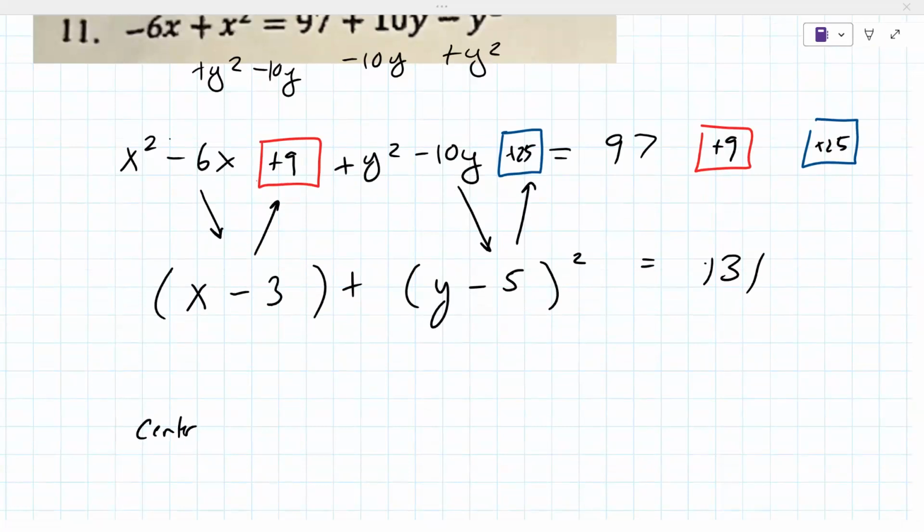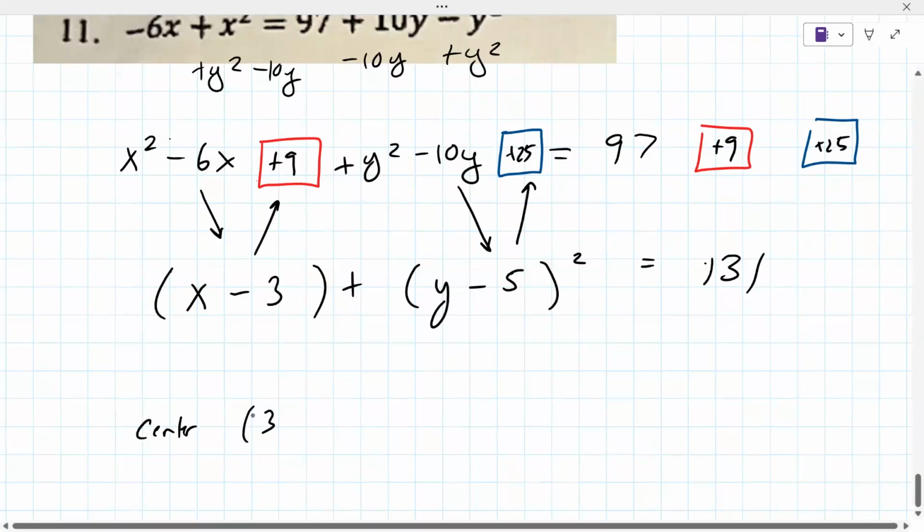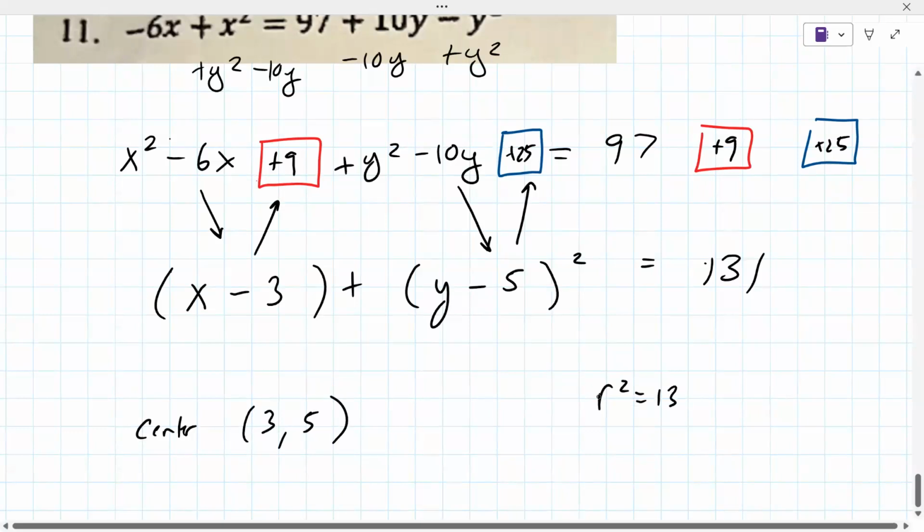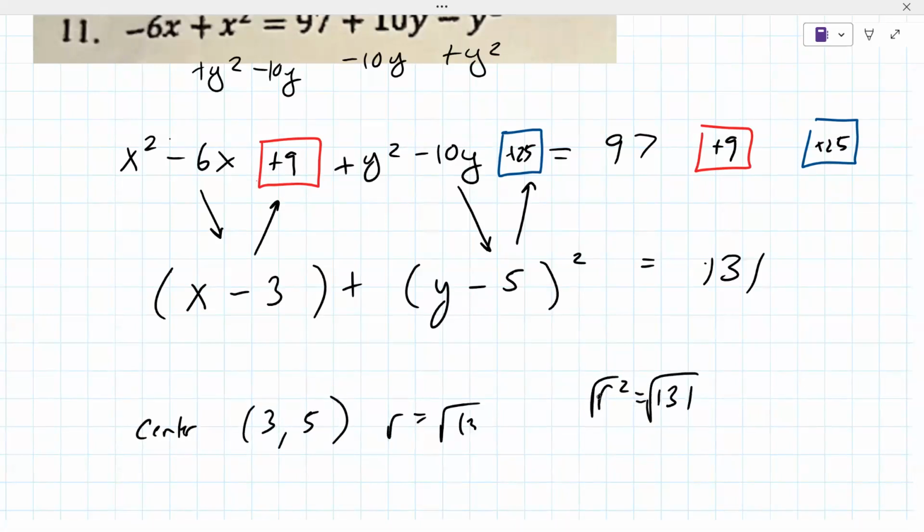Yeah. Minus 3 comma minus 5. Remember, it's opposite in sign, 3, 5. Oh, right. I didn't remember that. And then the radius is 131, or are we, no, oh, it's 11, it's supposed to be. Well, yeah, since we don't know, we'll call it the square root of 131. Got it.